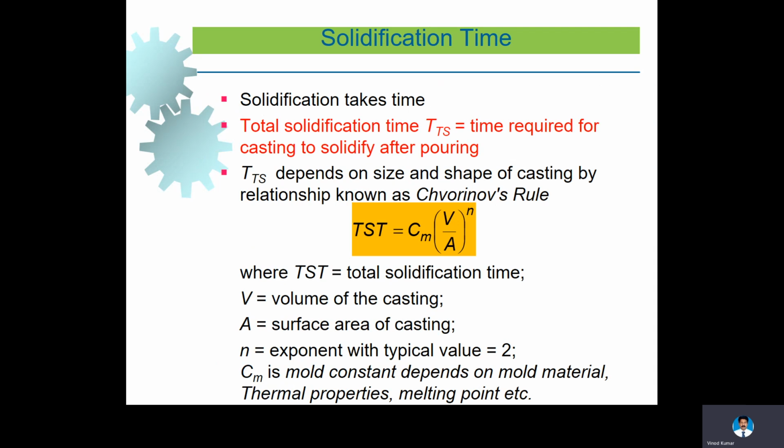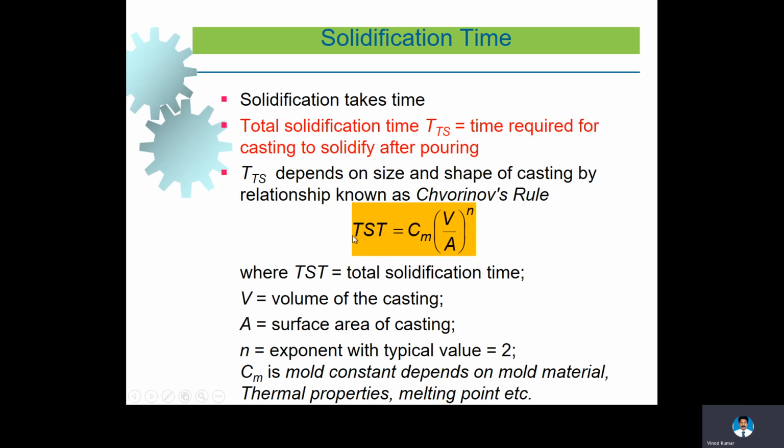Now, one of the important factors we have to study in a casting process is the time required for solidification, TST. What is the time required for solidification? It is the time required for the casting to solidify after pouring. So the time required for the metal after pouring till it solidifies, we call it the solidification time, which is a very important design parameter in casting.